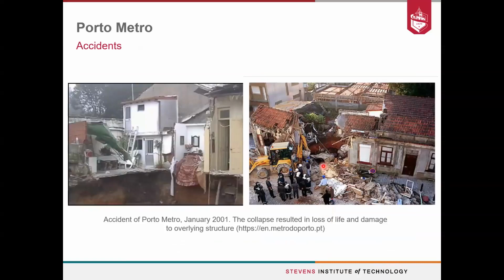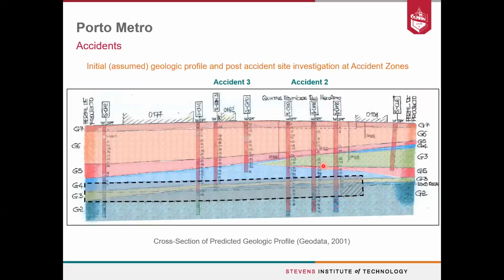These are the photos of the sinkhole that was caused by the 3rd accident that occurred in January 2001. A building fell into a crater and caused the death of a person, unfortunately. And there was a site investigation performed after the accident in order to try to determine the causes of that accident.